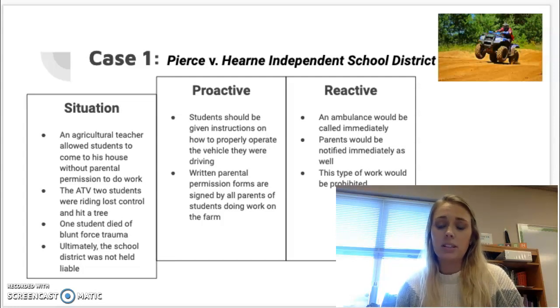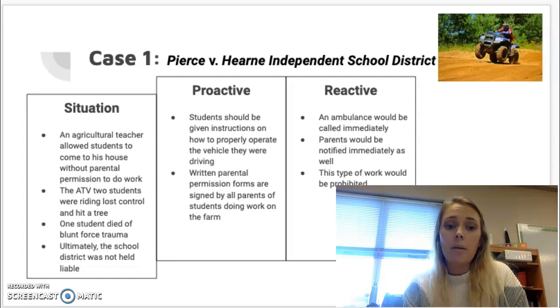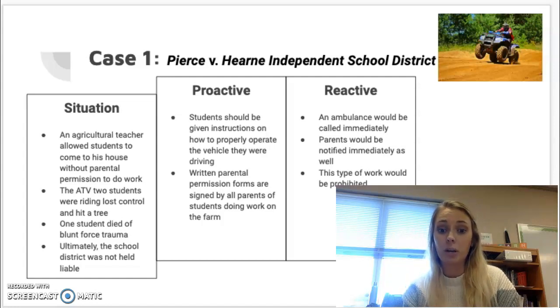because they proved that it was not negligence or a breach of duty on the teacher. So, proactive measures that should have been taken: students should have been instructed on how to drive the vehicle before they were ever given the option to drive the vehicle, and written permission forms for the parents should have been signed before any students did work off the school campus specifically.